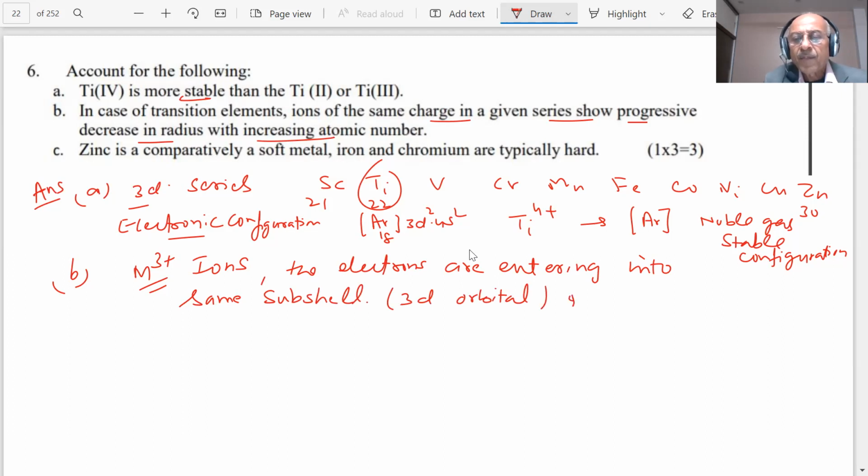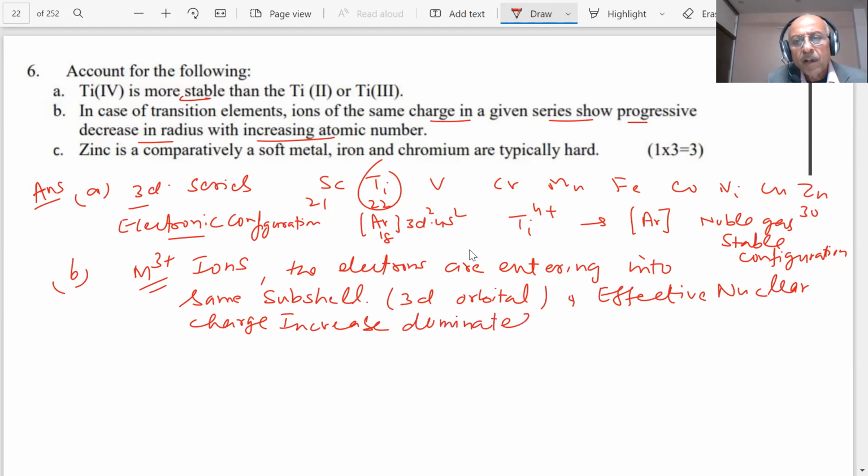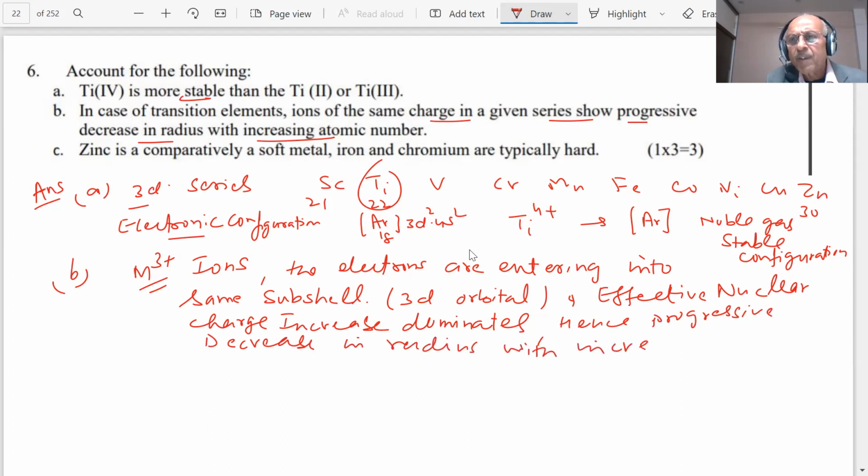And the result is that what will happen? Effective nuclear charge increases. The effective nuclear charge increase dominates. It will dominate. Hence, what will happen? It will show a progressive decrease in radius with increasing atomic number. A descriptive paper you have to write, but you write limited and specific according to the question. Okay, that answers the question.